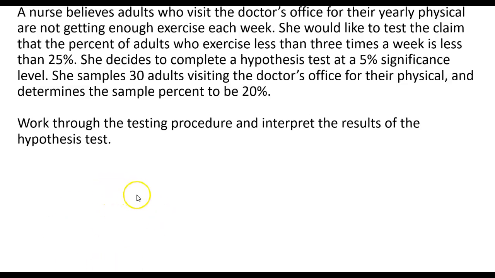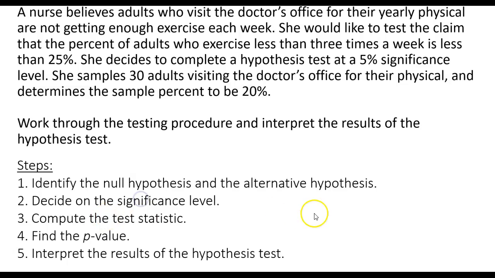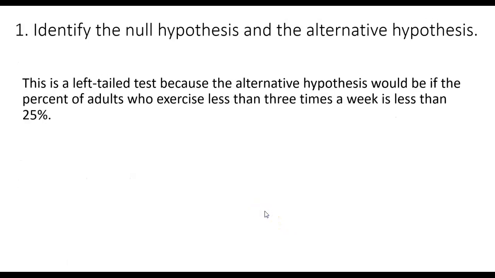Now let's recall those steps of the hypothesis test. First we identify the null and alternative hypothesis. We decide on the significance level. We will then compute the test statistic. Using that, we will find the p-value, and then we will put it all together to interpret the results of the hypothesis test. Let's jump in. First, identifying the null and alternative hypothesis.